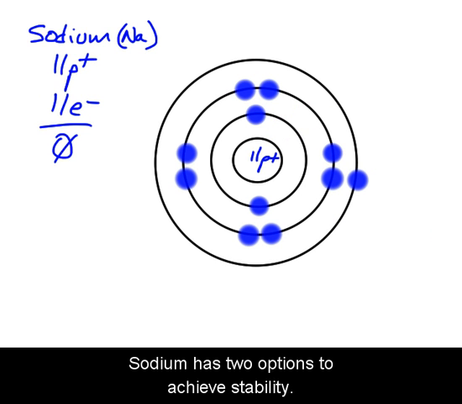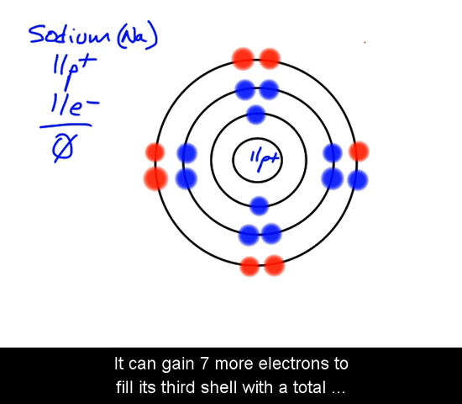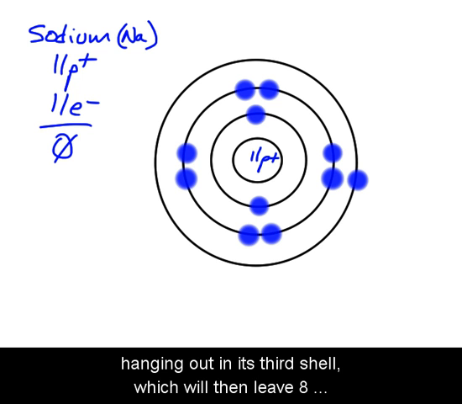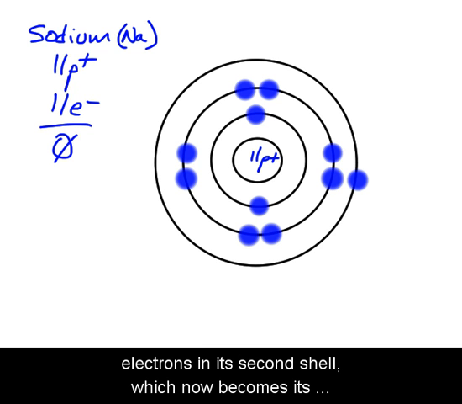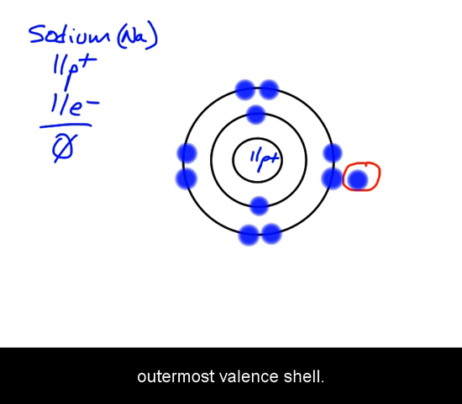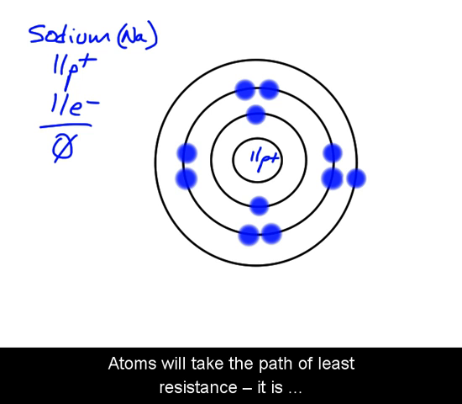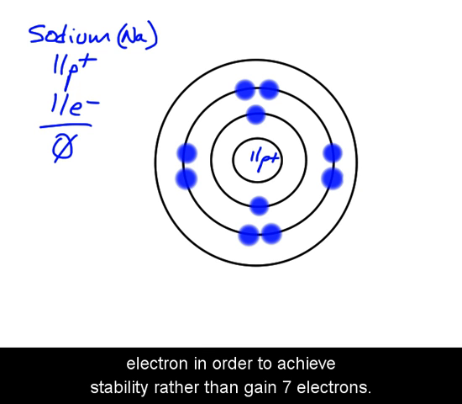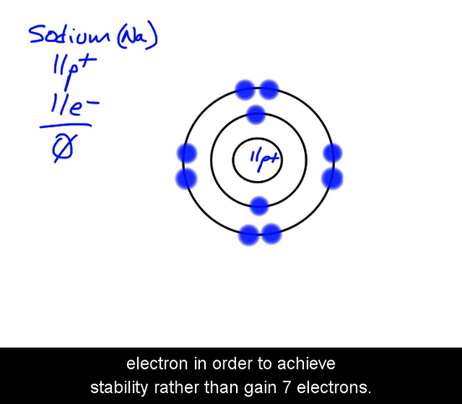Sodium has 2 options to achieve stability. It can gain 7 more electrons to fill its third shell with a total of 8 electrons, or it can lose that 1 electron hanging out in its third shell, which will then leave 8 electrons in its second shell, which now becomes its outermost valence shell. Atoms will take the path of least resistance. It is energetically more favorable for sodium to lose just 1 electron in order to achieve stability rather than gain 7 electrons.